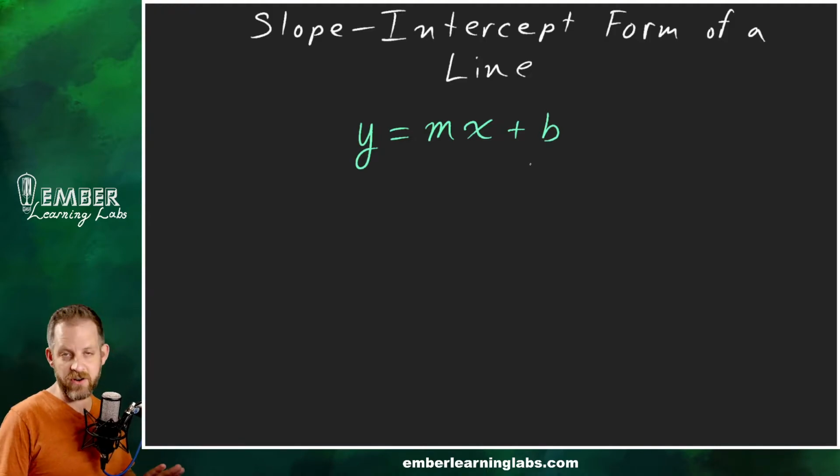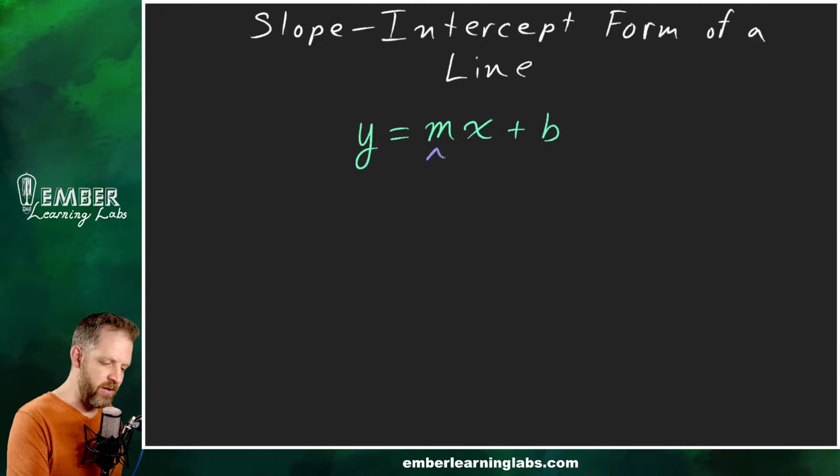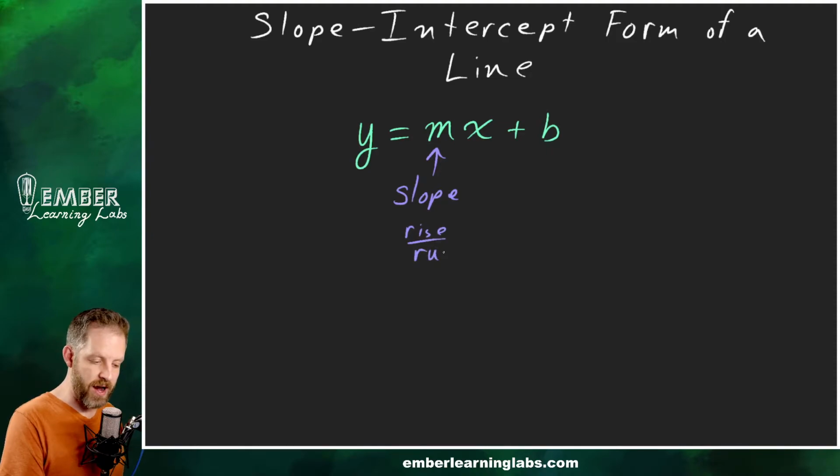Y and x are just y and x, right? Now, when we look here, m, as we've said before, represents the slope, the rate of change, right? The rise over the run. The difference of the y's over the difference of the x's, the slope.